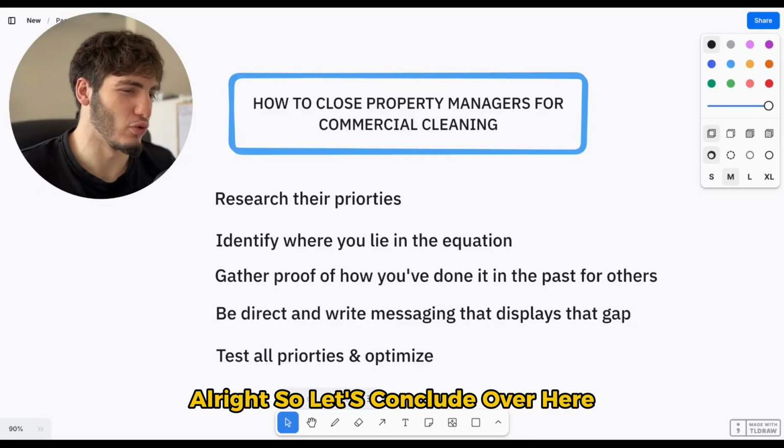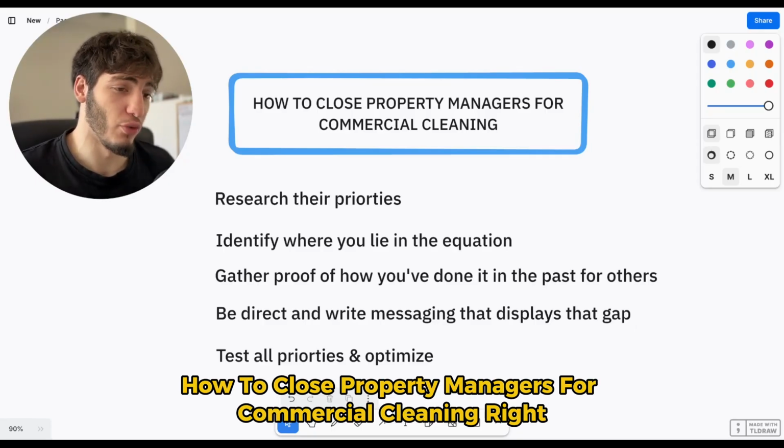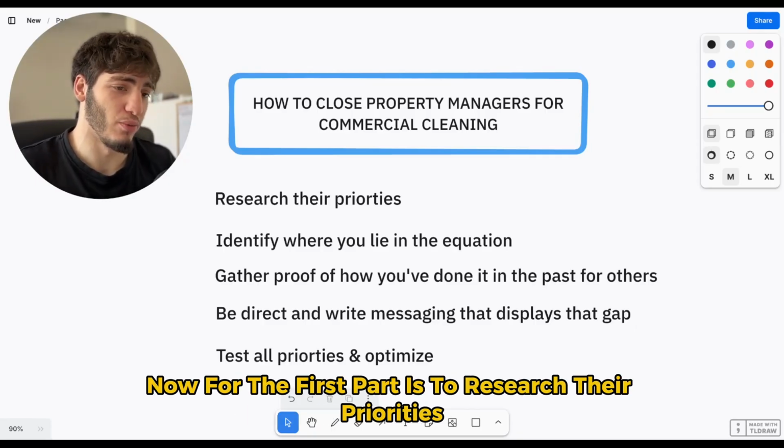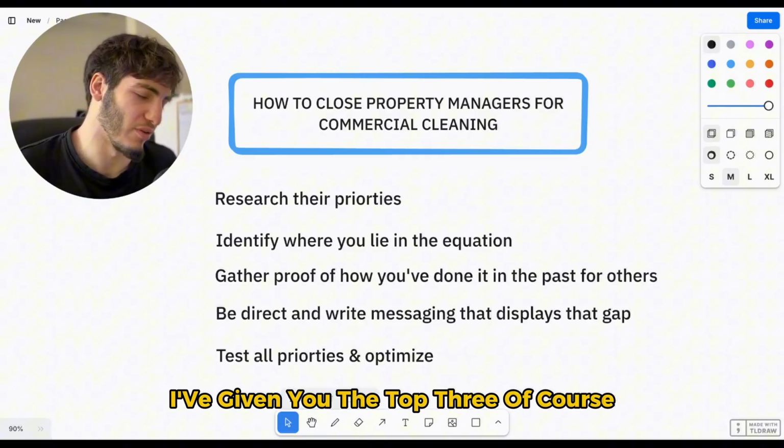All right, so let's conclude over here. How to close property managers for commercial cleaning, right? Now, the first part is to research their priorities. And we've already done that on your behalf. I've given you the top 3.